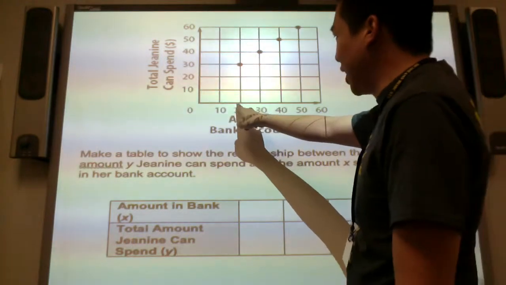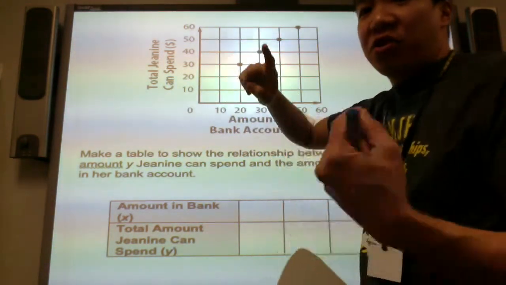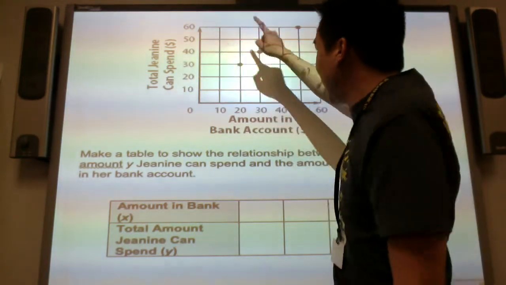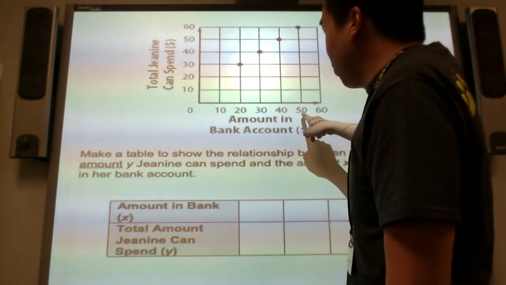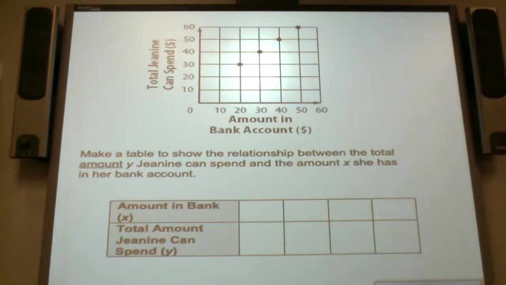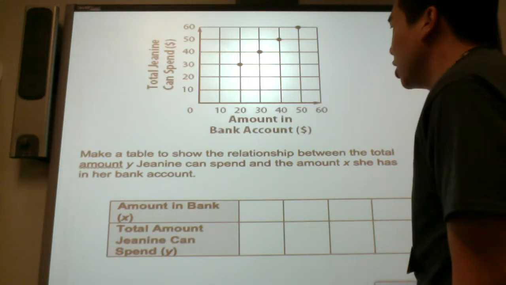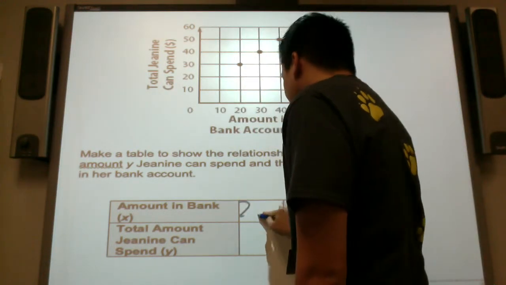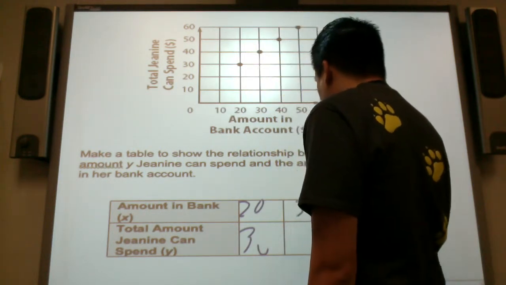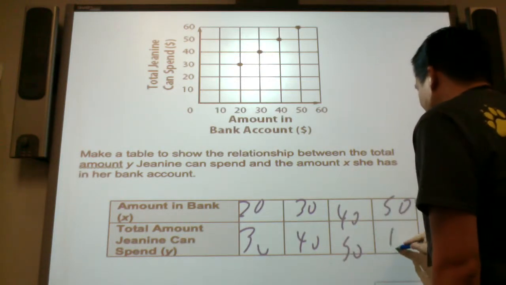So she has $20 in her bank account, but then she really does have $30 because her brother just gave her $10. She has $40 in her bank account, but she really has $50. And she has $50 in her bank account, but she really has $60. Make a table to show the relationship between the total amount y Janine can spend and the x she has in her bank account. So let's see, 20 and 30, 30 and 40, 40 and 50, and 50 and 60.